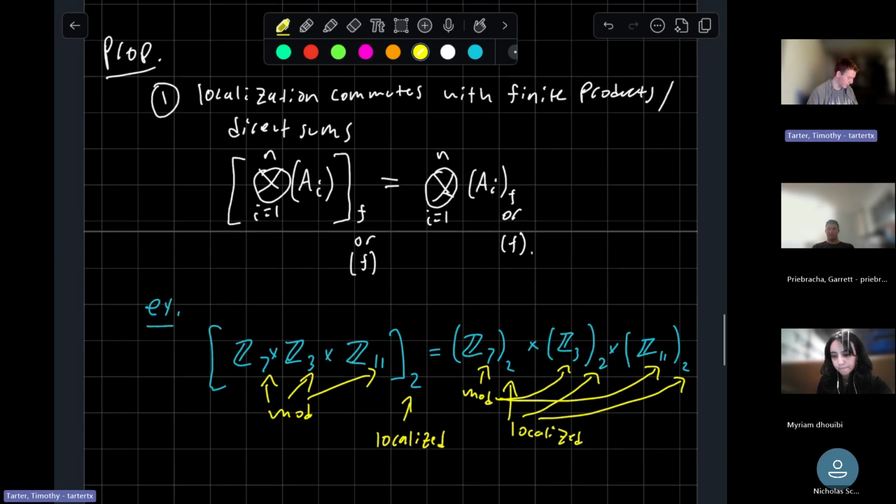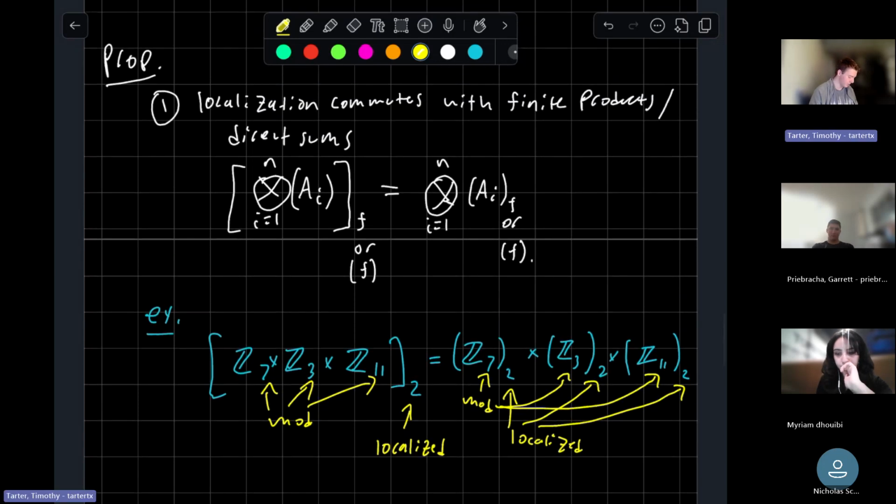Is this clear to everybody what I mean when I say localization commutes with finite products and direct sums? Yeah. Okay. Miriam and Dr. Scott, is this working notations clear? Okay, cool.